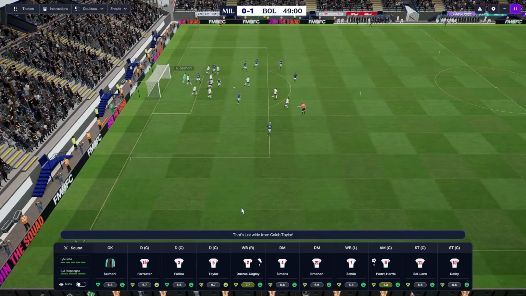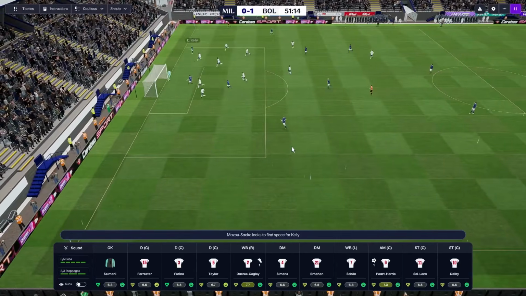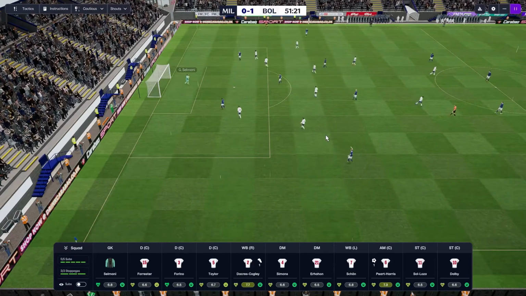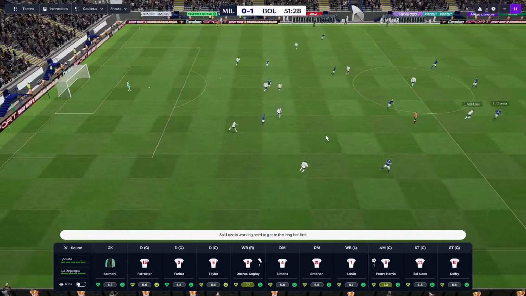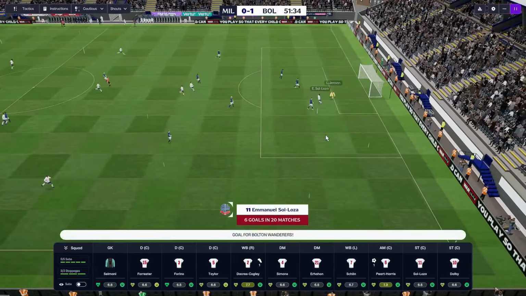There's a lovely header. Leonard. They're consistently using Leonard's wing. Great save. Long ball over the top. So Loza, can he finish? And he does.